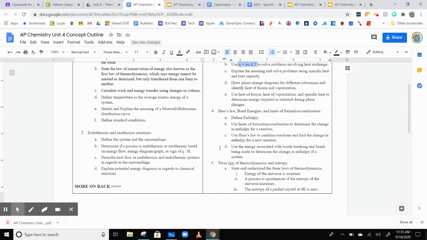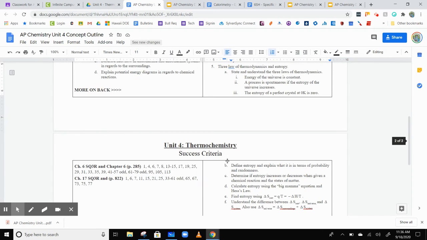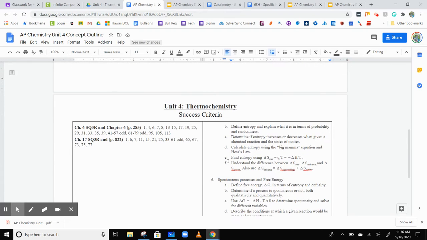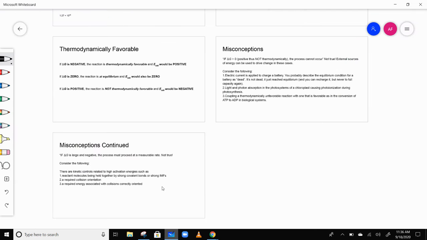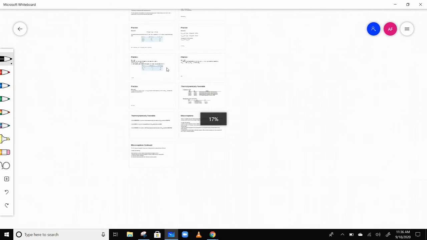The new stuff we're going to be talking about is the three laws of thermodynamics. We're also going to be talking about entropy, this new term entropy. And we're not going to get to entropy today. Today is really going to be a review of all the stuff we've done in the past. So, with that said, let's get started and talk about what we have done in the past.